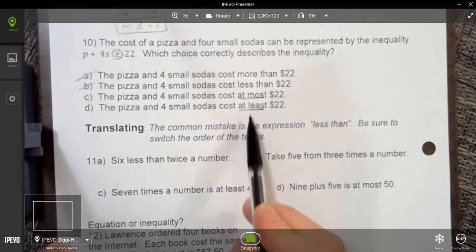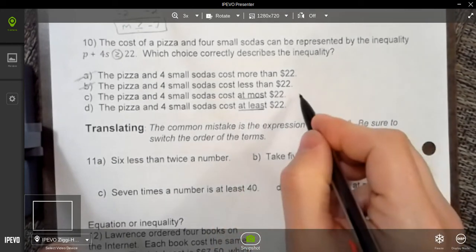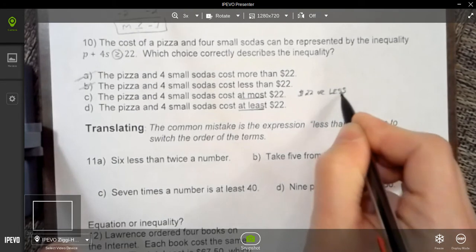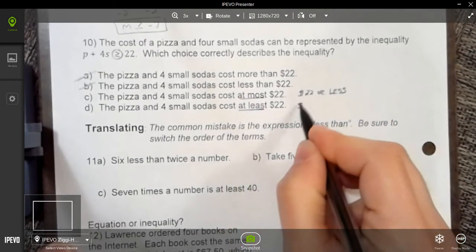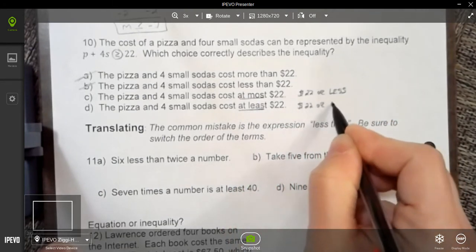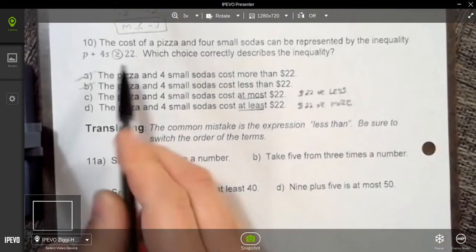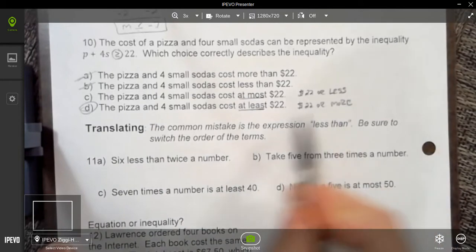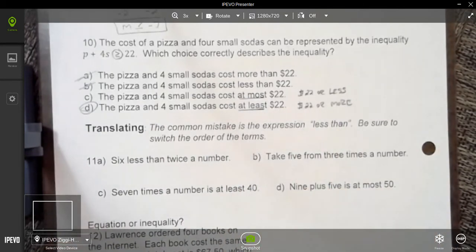We need to understand what these words here mean. At most $22 means $22 or less, and at least $22 means $22 or more. And since this is a greater than or equal to symbol, it's going to have to be choice D, $22 or more, at least $22.